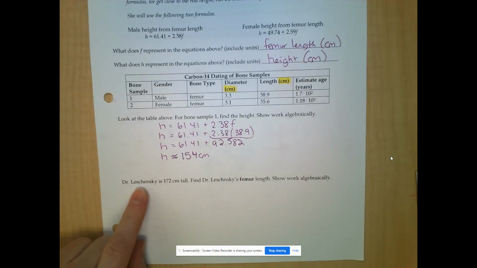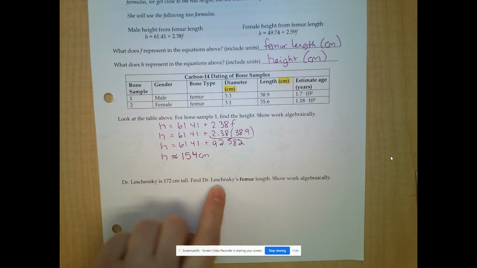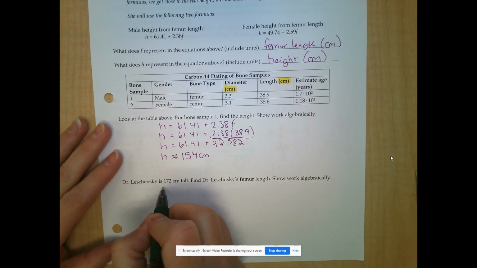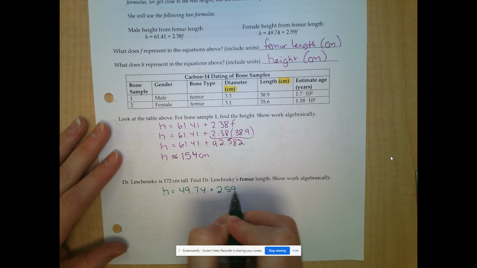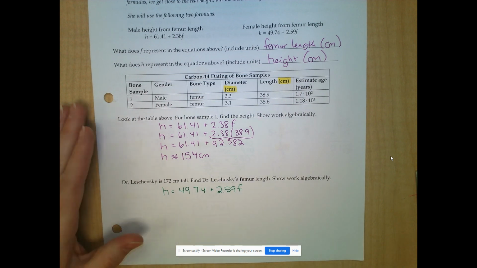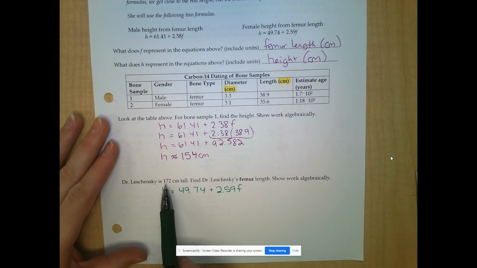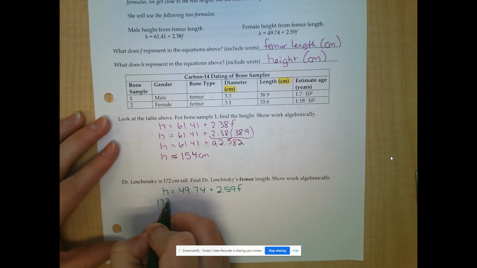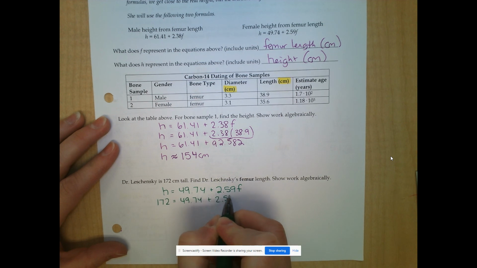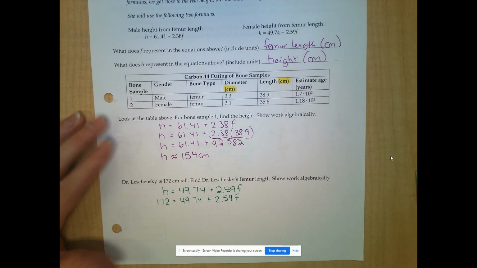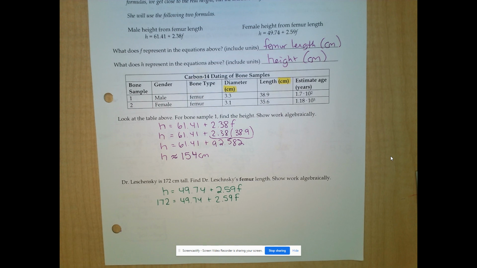It says Dr. Lashensky is 172 centimeters tall. Find Dr. Lashensky's femur length. Now, if we look up above, we would know that Dr. Lashensky is a female. And so we would first want to start with H equals 49.74 plus 2.59F. Choosing the right formula, obviously very important. And it says she is 172 centimeters tall. So over here, the height is going to be 172, and we replace the letter H with her height. And now we have an equation where the variable is on the right. So in this one, we have to solve on both sides because the variable is over here with the numbers.